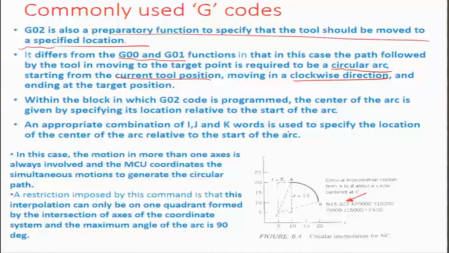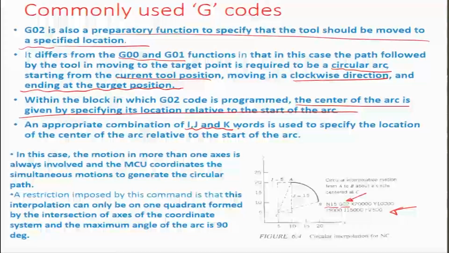If it is G03, it can be the anti-clockwise direction, and so you should have an ending target position as well, provided an early position where it started to execute the arc. So, within the block in which G02 is programmed, for example, this right here shows a block N15 where this G02 comes up as a preparatory command. The center of the arc is given by specifying its location relative to the start of the arc through an appropriate combination of words I, J and K.